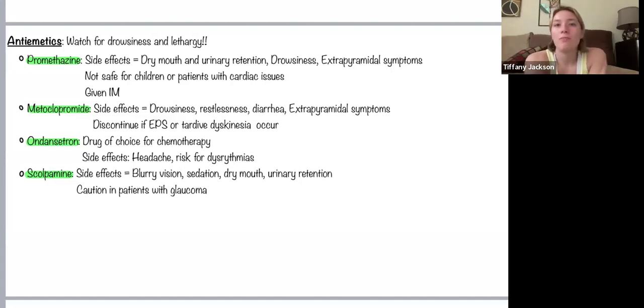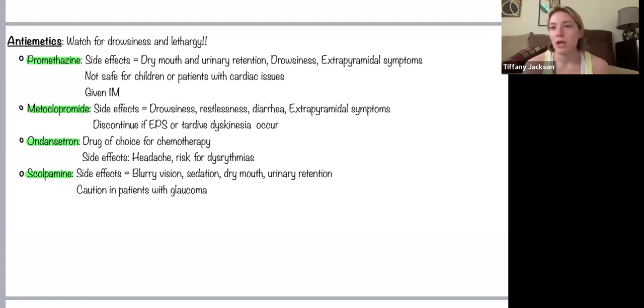Up next, we have promethazine. This can cause dry mouth, urinary retention, drowsiness, and extrapyramidal symptoms. We'll talk more about our EPSs in our psychiatric medications. We want to avoid use in pregnancy and for children. Next, we have metoclopramide. It's a promotility agent. Big side effect, again, extrapyramidal symptoms.